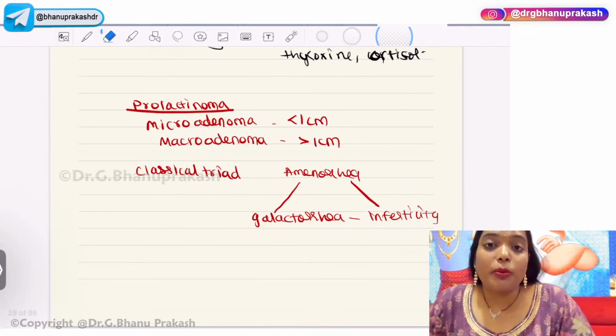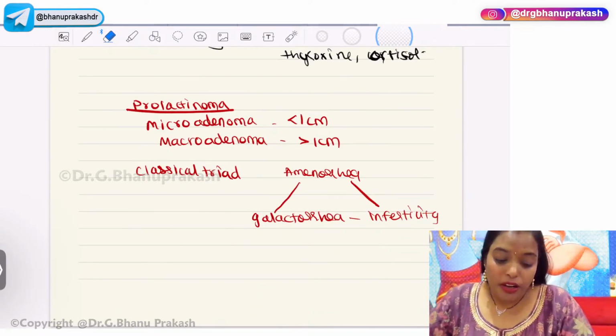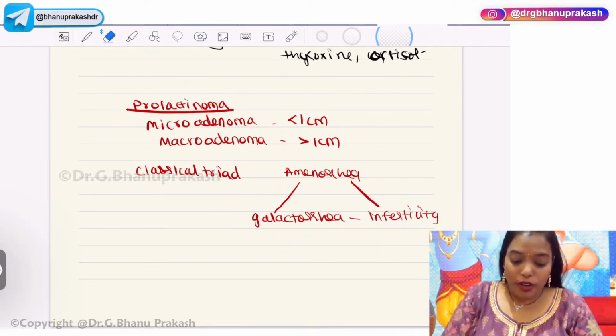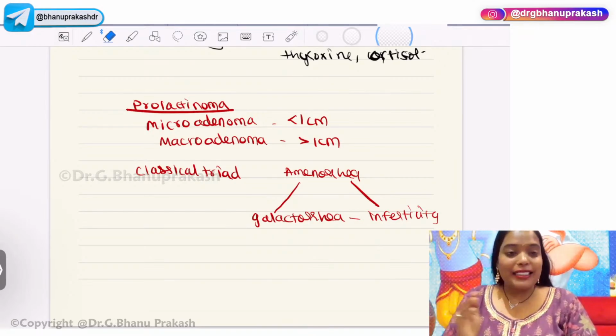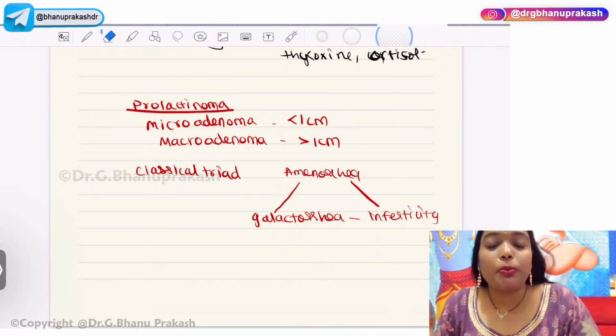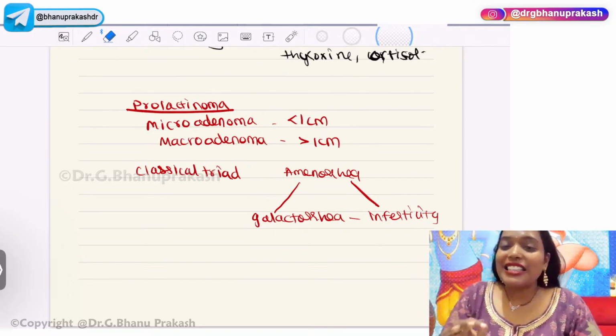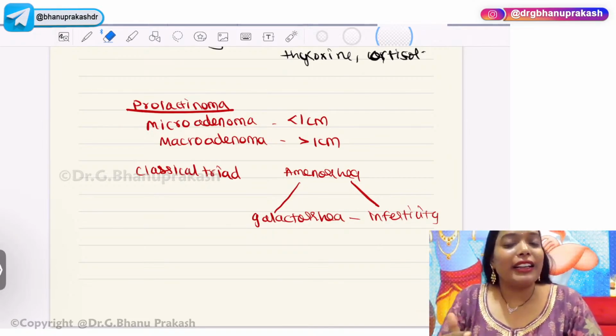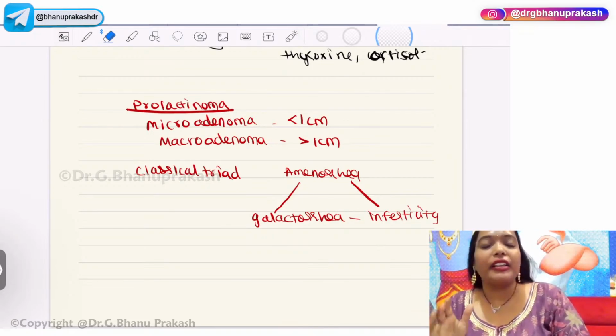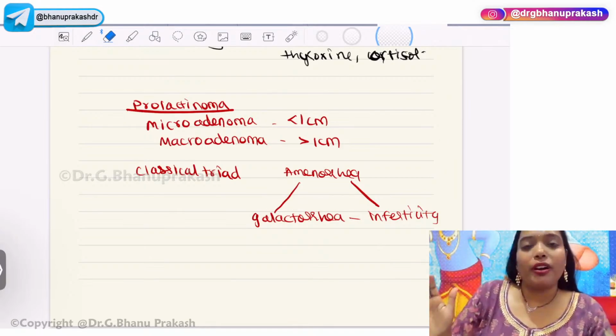Prolactinoma is the most common pituitary adenoma. You have both microadenoma and macroadenoma. Microadenoma is less than 1 centimeter. Macroadenoma is more than 1 centimeter. The classical triad is amenorrhea, galactorrhea, decreased libido, and infertility.